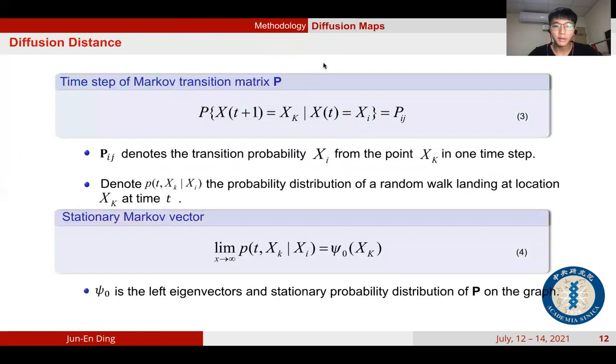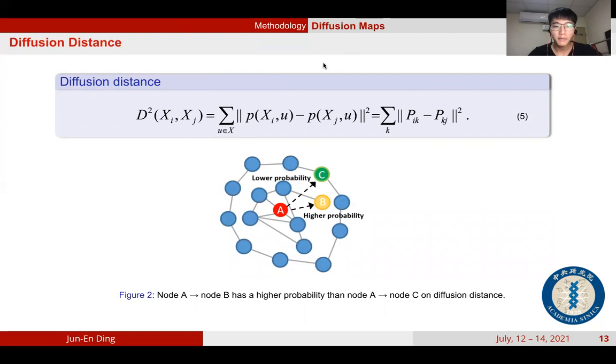The property of diffusion distance is the time step of the Markov transition matrix P. P_ij denotes the transition probability from the point s_i to the point s_j in one time step. The probability distribution of the random walk landing at the location s_k at time t. Given the definition of random walk on the graph, it is only natural to quantify the similarity between any 2 points according to the evaluation of the probability distribution initialized as a delta function at these points.